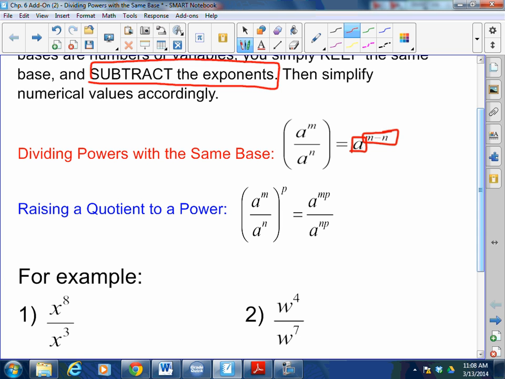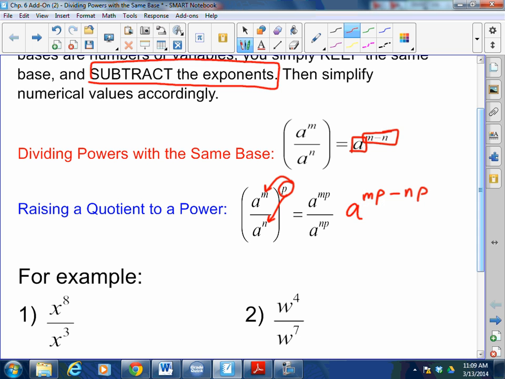When I raise a quotient to a power, it's the same thing as raising a product to a power. I'm going to take this outside exponent and multiply it to everything inside. So this would be a to the mp divided by a to the np. And how would you simplify that? A to the mp minus np. That's the division property.